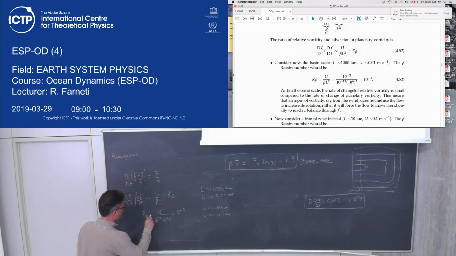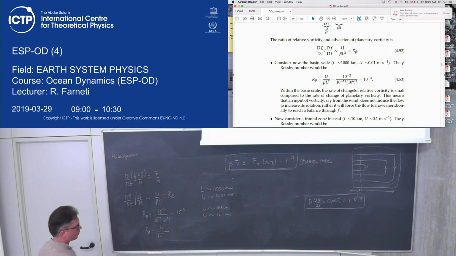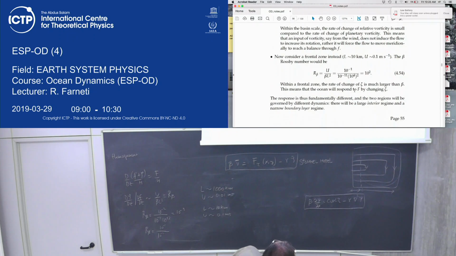So in that case, what do we have? 10 to the minus 1 for the velocity, 10 to the minus 11 is beta, and that is, it 10 kilometers? Yeah, okay. 10 to the 4th, which squared is 10 to the 8th. So this is 10 to the minus 3, 10 to the 2nd. So on a frontal scale, the beta Rossby number is much larger than 1. So the change in relative vorticity is much larger than the change in planetary vorticity.